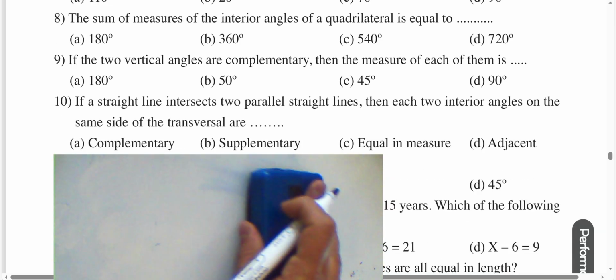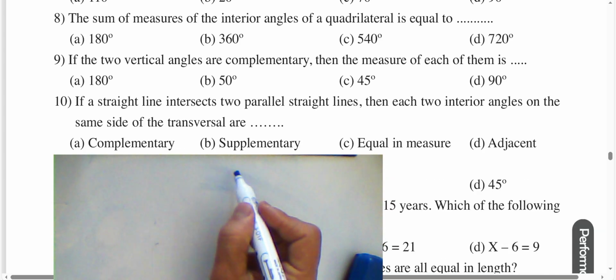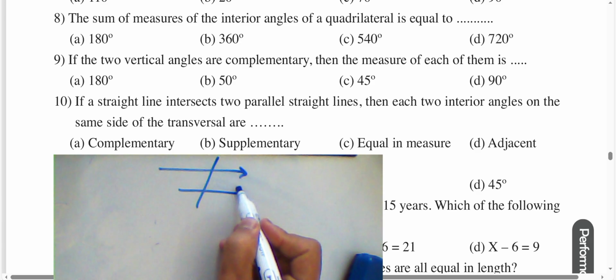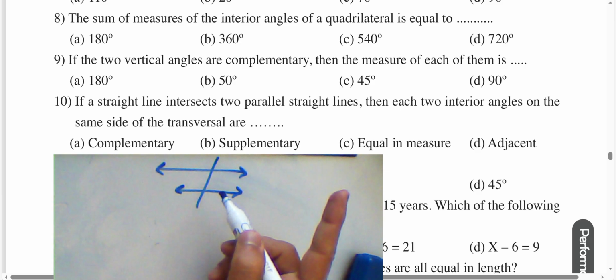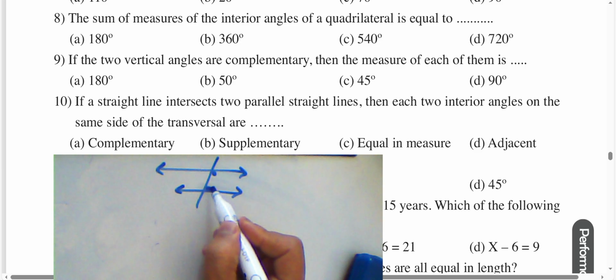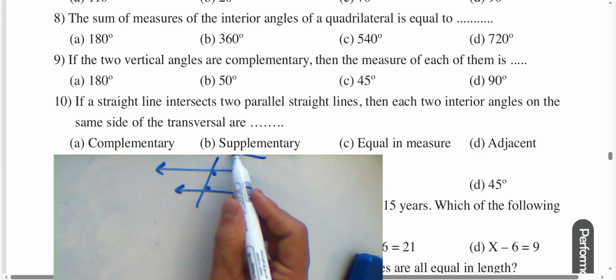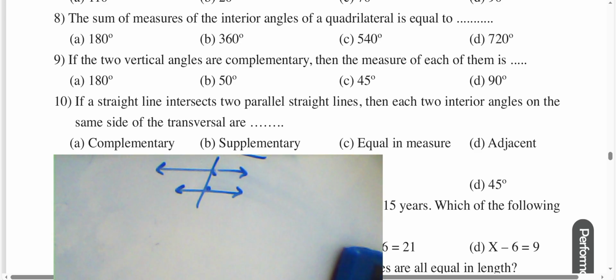Number 10. If a straight line intersects two parallel straight lines like this, they are parallel, and we have a third cut of them. Then each two interior angles, it will be what? It will be supplementary angles. It means the sum of them equal 180, supplementary angles.